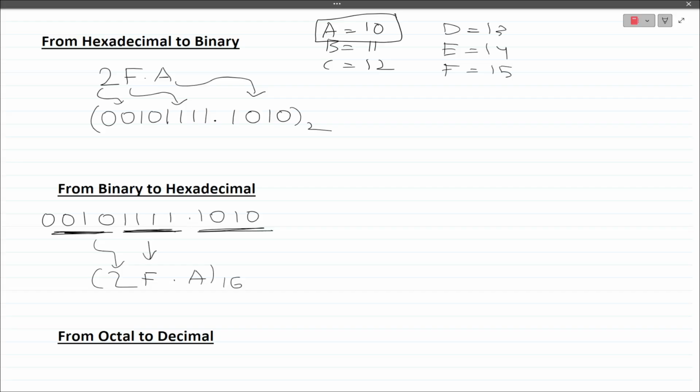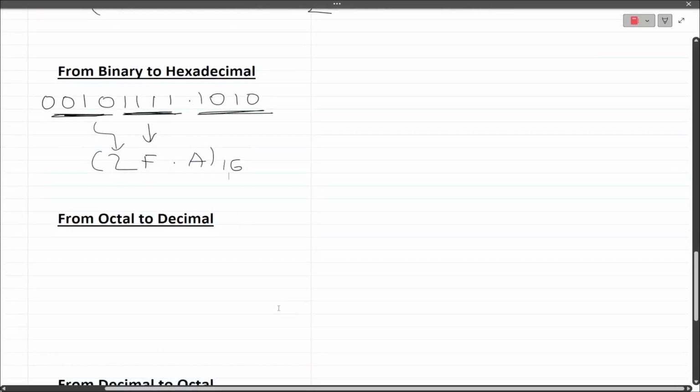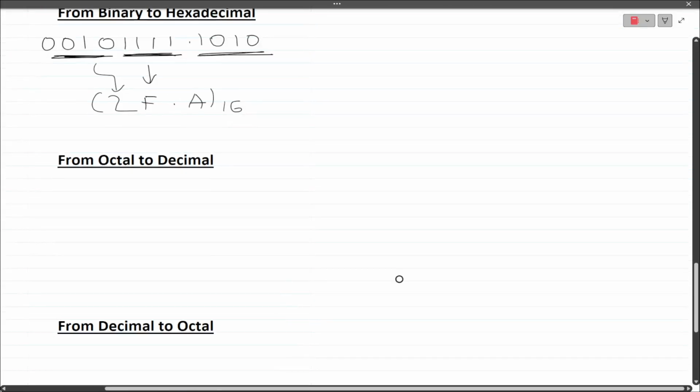It's very easy, right? Whenever you are converting binary to hexadecimal, hexadecimal to binary, everything is very easy. But when it comes to decimal, it slightly becomes a little lengthy. The question you will be getting is easy. So here, octal to decimal, right?